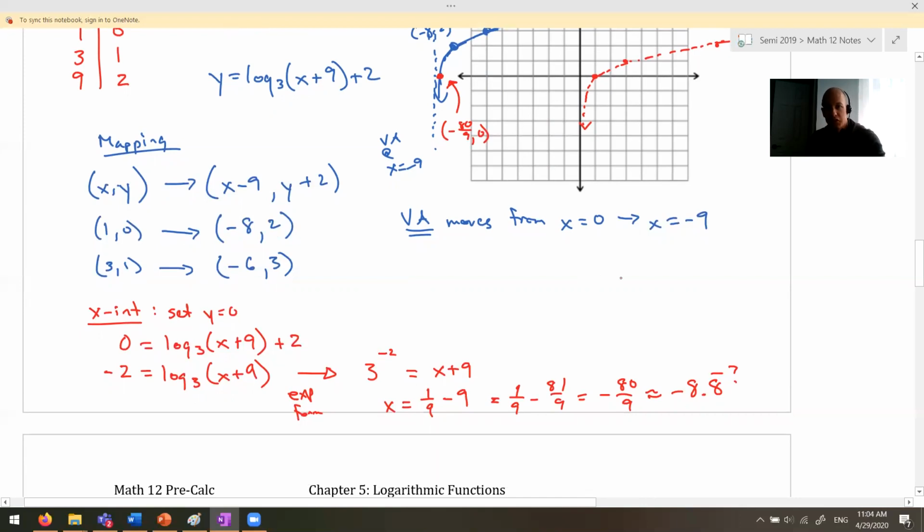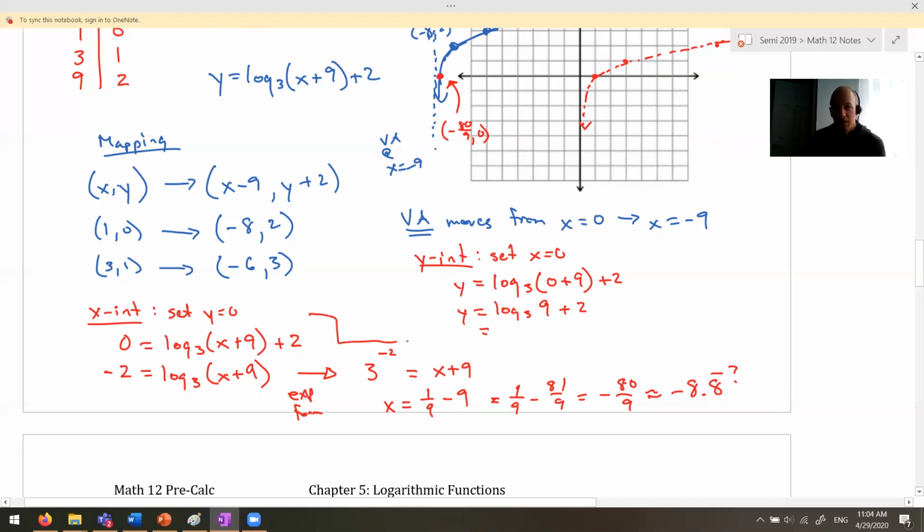To get the y-intercept, similar process here. I guess I'll fit it in right here. The y-intercept will set x is equal to 0, and it's a similar process here. I think this will probably be a little bit easier to get. Okay, so whoopsie, that's supposed to be y. So we're going to say y is equal to log base 3 of 9 plus 2. What is log base 3 of 9? It turns out that is equal to 2. So my y-intercept should be 4.